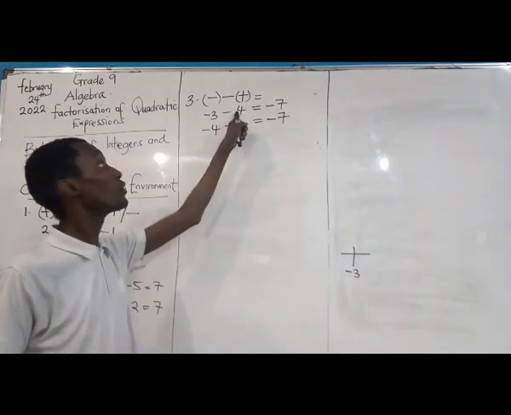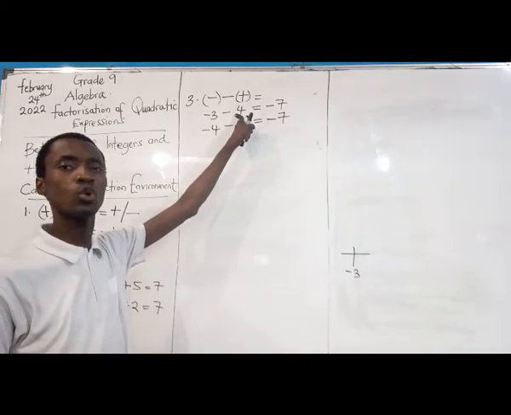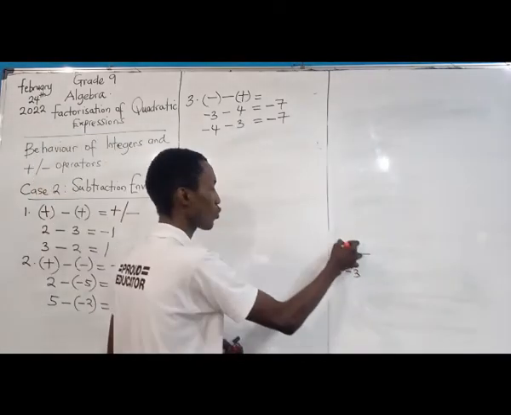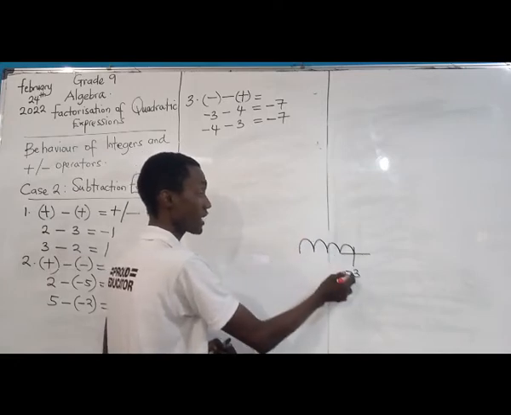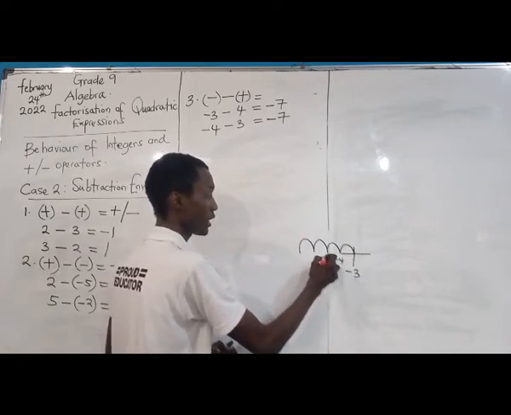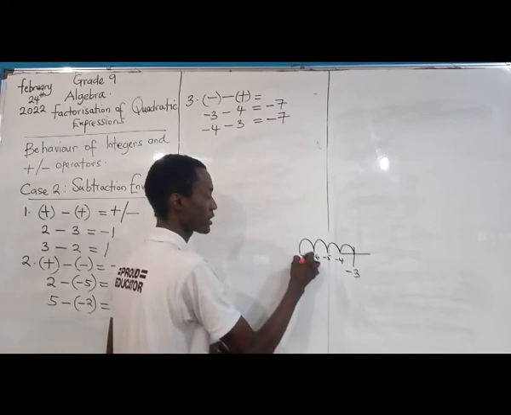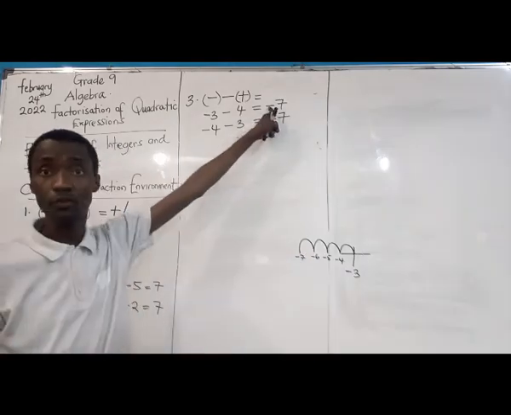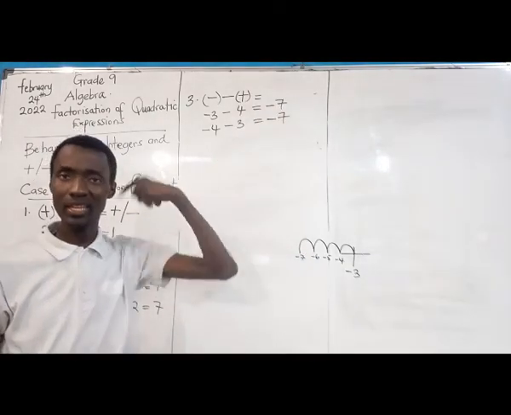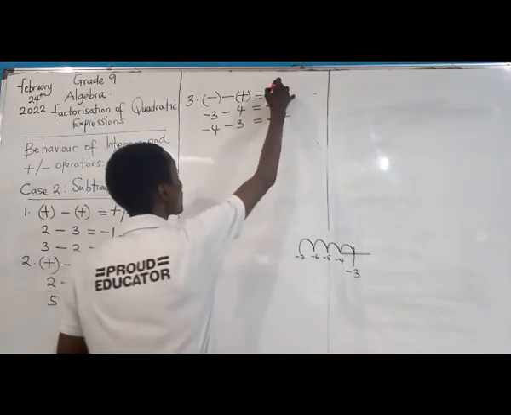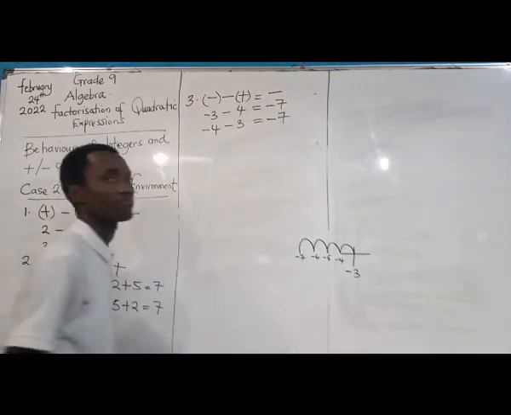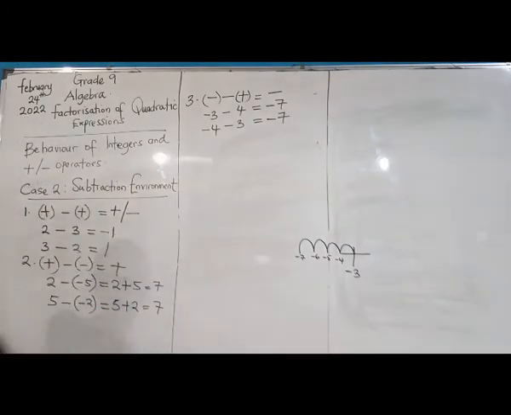And then move 4 steps. Negative means to your left. So I'll count 1, 2, 3, 4. If this is negative 3, this will be negative 4, negative 5, negative 6, and negative 7. So you discover that the answer is negative 7, which is correct in our deduction. So when you have this setup, it means your answer must be what? Negative. So that's what you're seeing here.